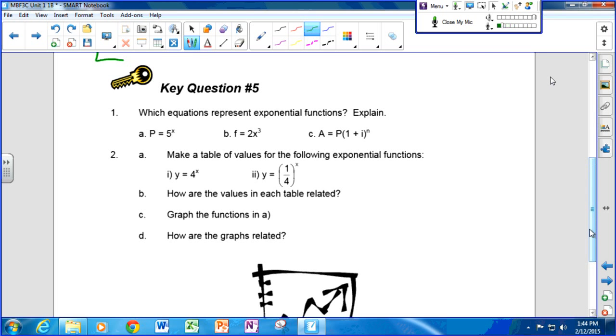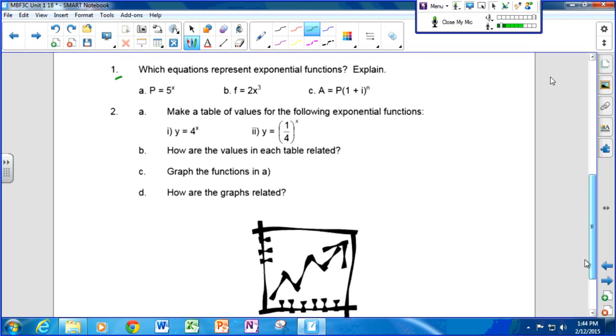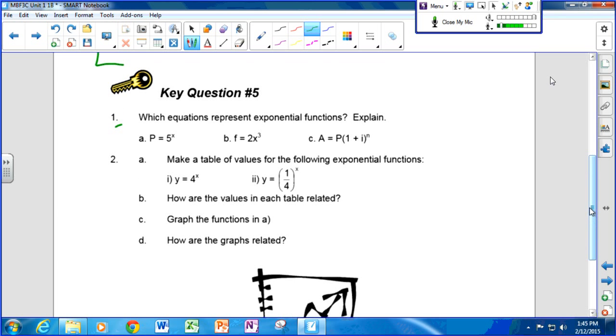We already did, if we take a look at key question number 5 on page 32, it just says which equations represent exponential functions. So remember our criteria is that it's going to be a times b to the power x. A has to be not 0, and b has to be greater than 0. And they both have to be numbers, okay? And then this has to be a variable.